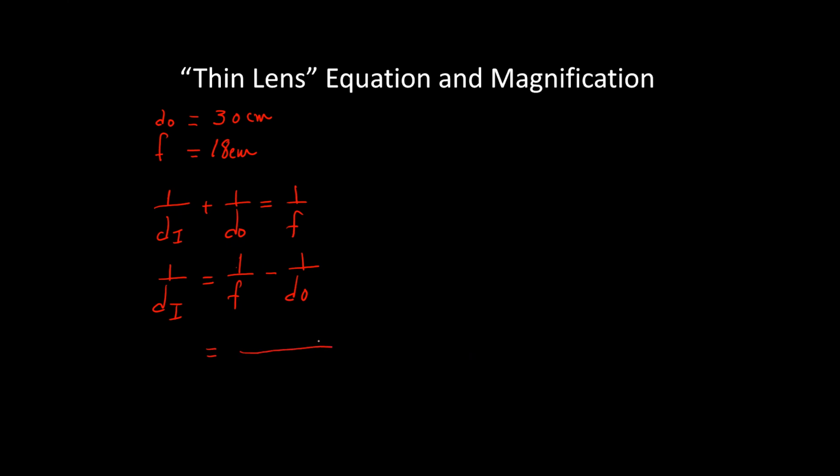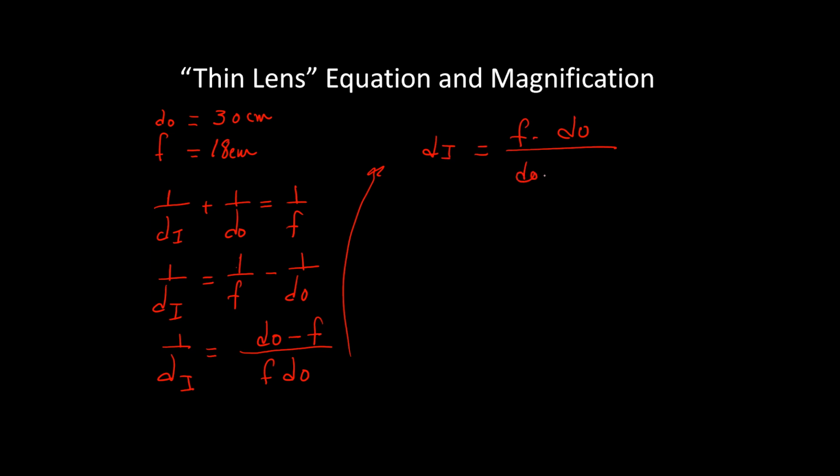You get a common denominator. This is 1 over DI. Now bring it up here. So DI is F times DO over DO minus F. Or 18 times 30 over DO, which is 30 minus 18. So keep it like this, 18 and 30. Don't do anything with those yet.